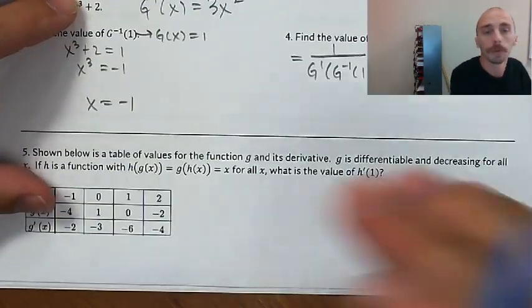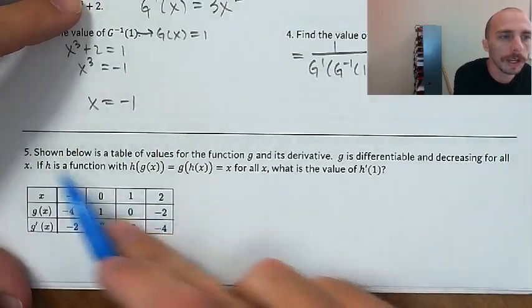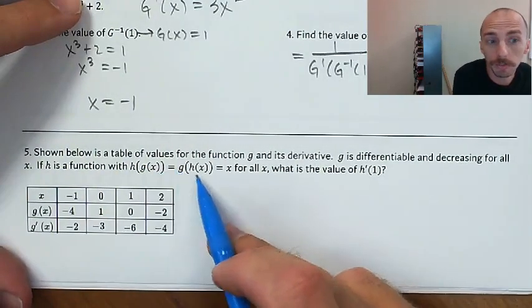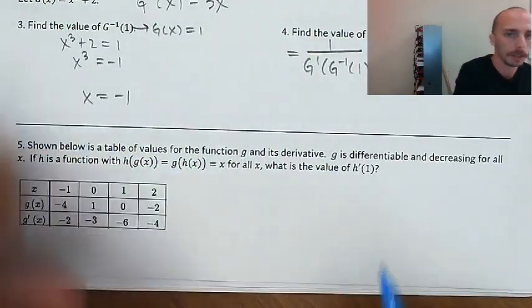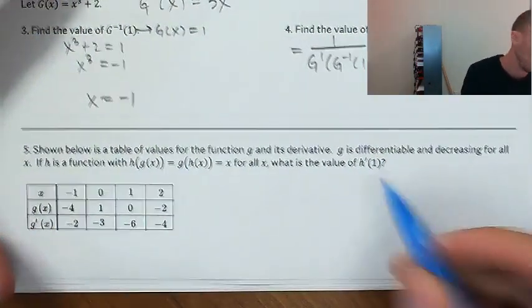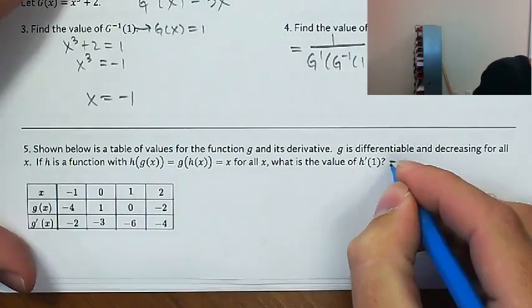All right. And then the last one for this form is, okay, we've got h is a function with h of g equals g of h, which is equal to x for all x. That means g and h are inverses of each other. And so we want h prime of 1, that's a g inverse prime of 1.